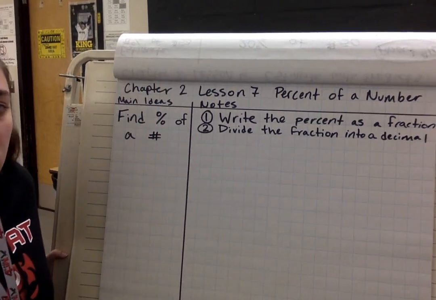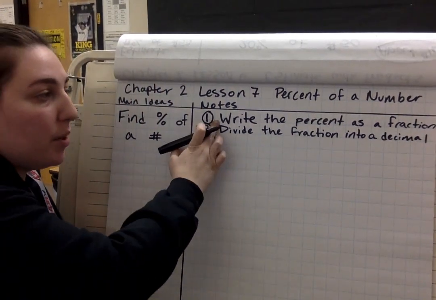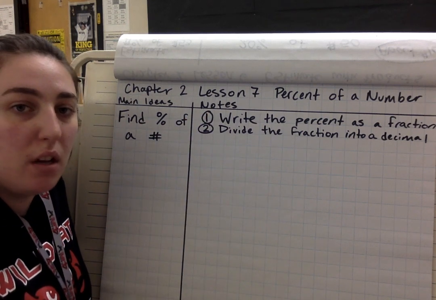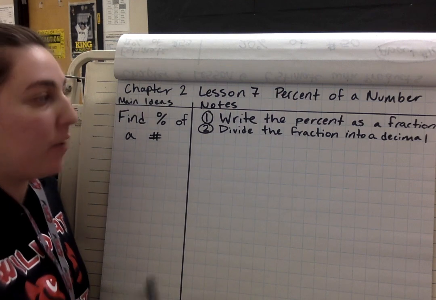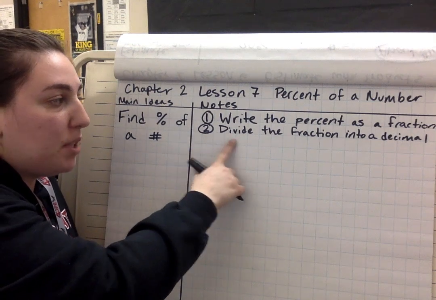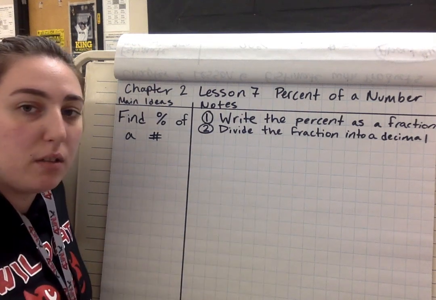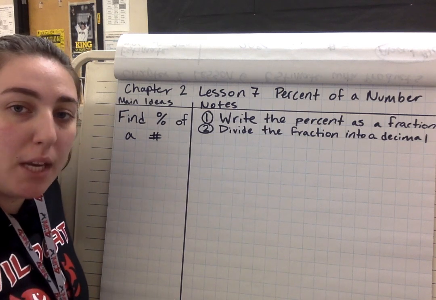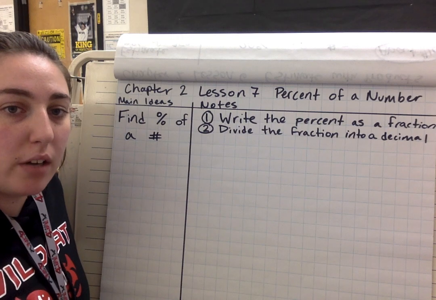Okay, so we have our first 2 steps. The first one, write the percent as a fraction. So we know that percent means out of 100. So we're just going to rewrite it as a fraction. And then the second step, divide the fraction into a decimal. So we divide the numerator by denominator. We use our calculator and we get our decimal.